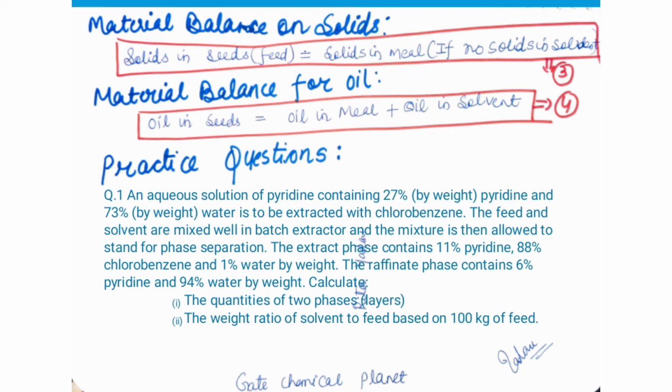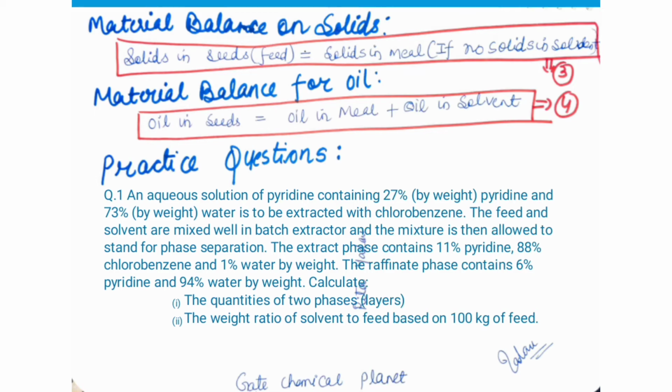Calculate the quantities of the two phase layers, and in the second part the weight ratio of solvent to feed, based on 100 kilograms of feed. So here student, what is given? An aqueous solution of pyridine. So the feed contains 27% pyridine and 73% water, and it is to be extracted with chlorobenzene. The feed and solvent are mixed well in an extractor and then the mixture is allowed to settle for phase separation.